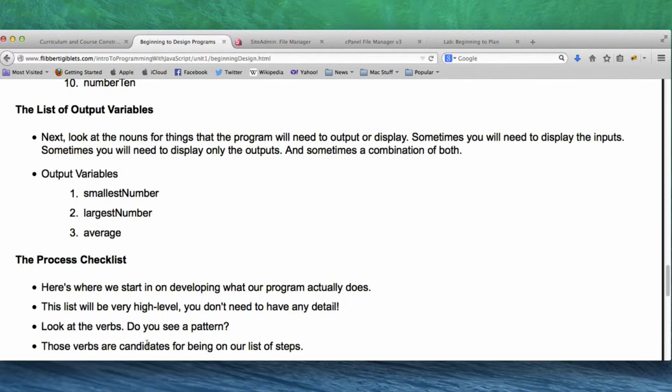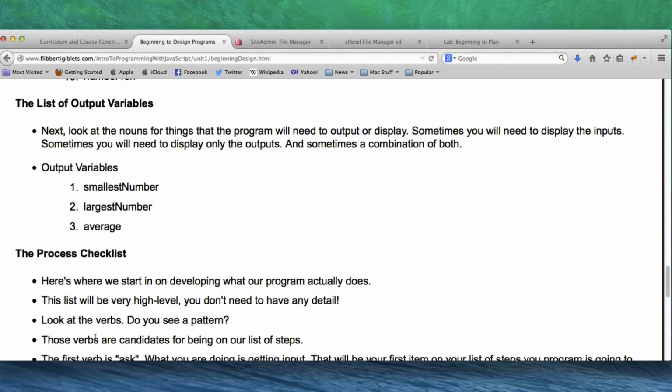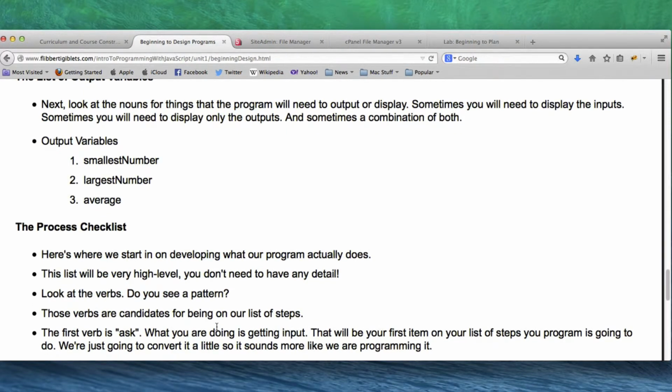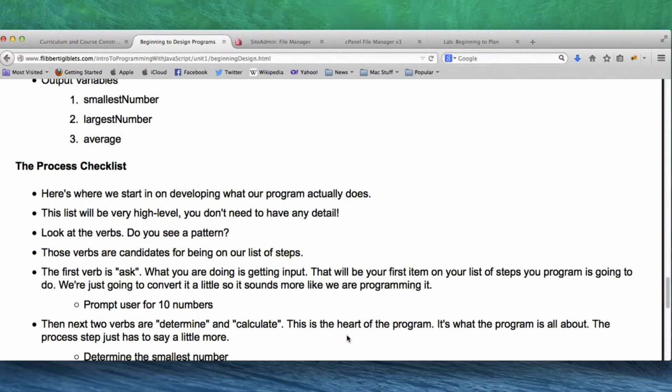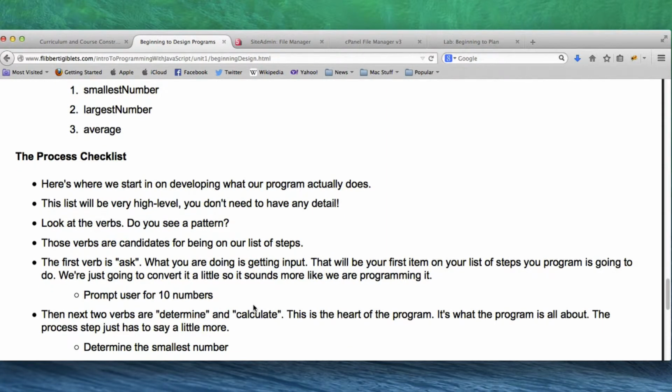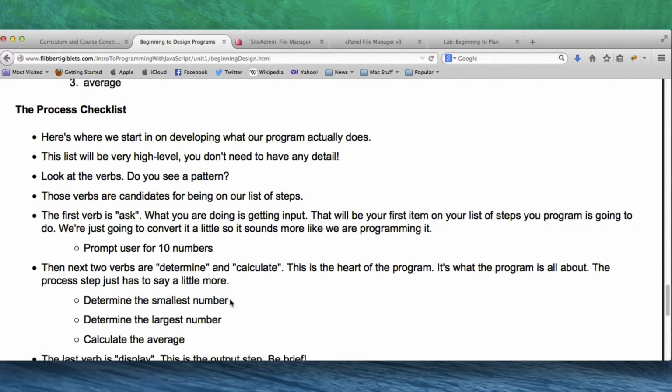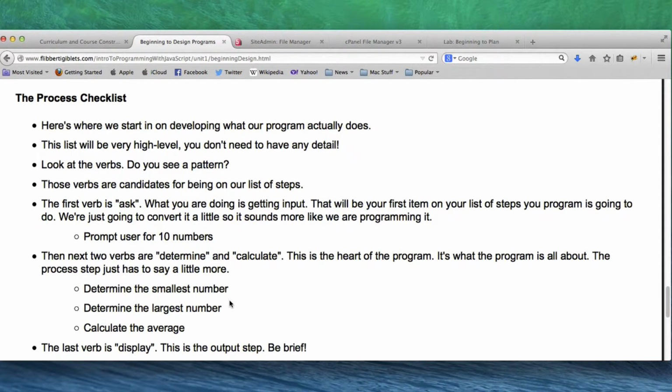All right, so we look at the verbs, and we're looking for a pattern here. Those verbs are candidates for being on our list of steps. So the first verb was ask. This is getting input from our user, and so we could rewrite that as prompt user for 10 numbers. That seems simple enough. So that gets our input. And then we're going to do some processing, so that'll be our next step.